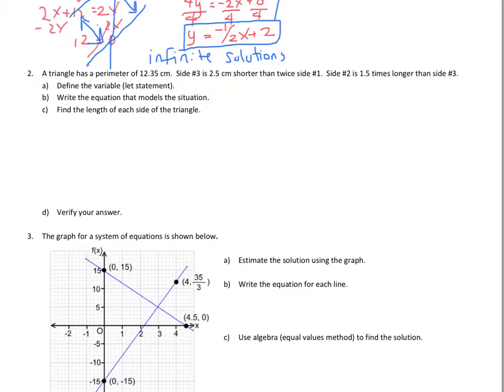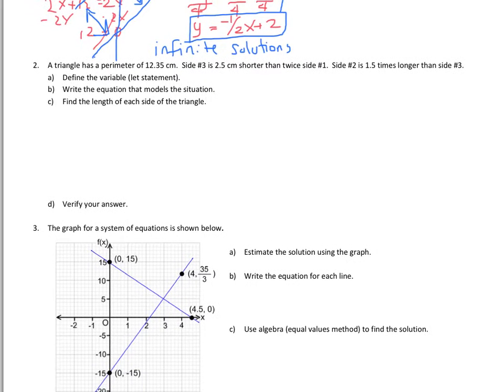Well, our let statement is going to be something like: let x equal side 1. And if x is side 1, what it says up here is that side 3 is 2.5 centimeters shorter than twice side number 1. Twice side number 1 is 2x. 2.5 centimeters shorter means 2x minus 2.5, which is going to be side 3.